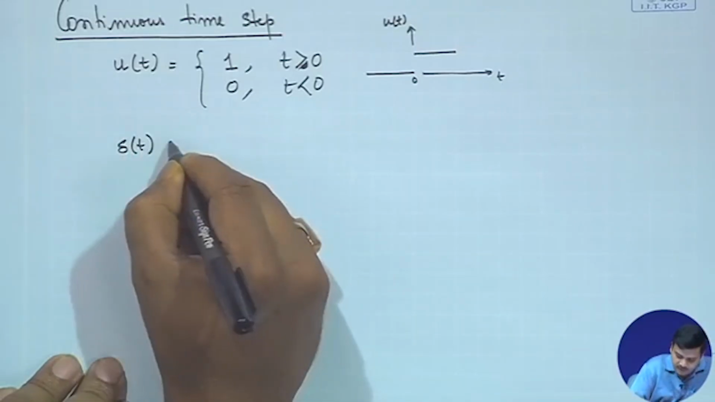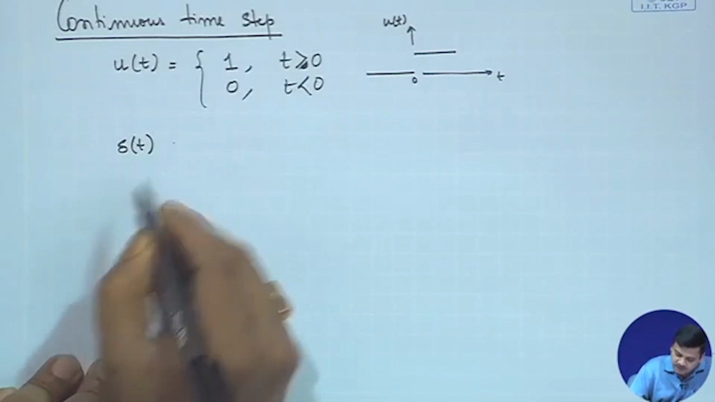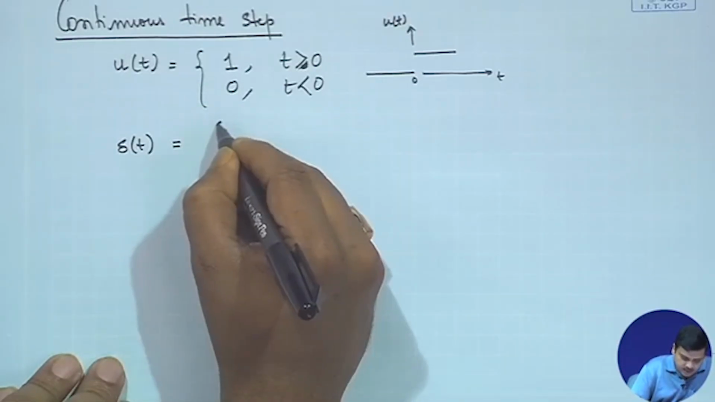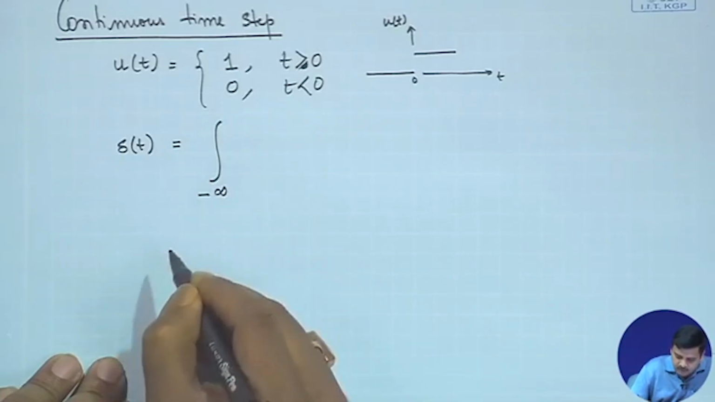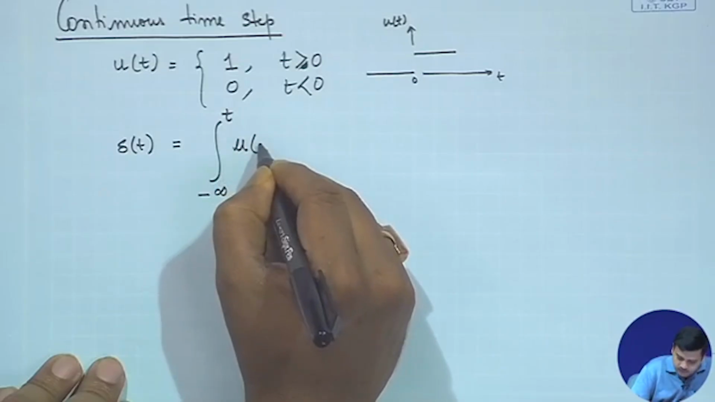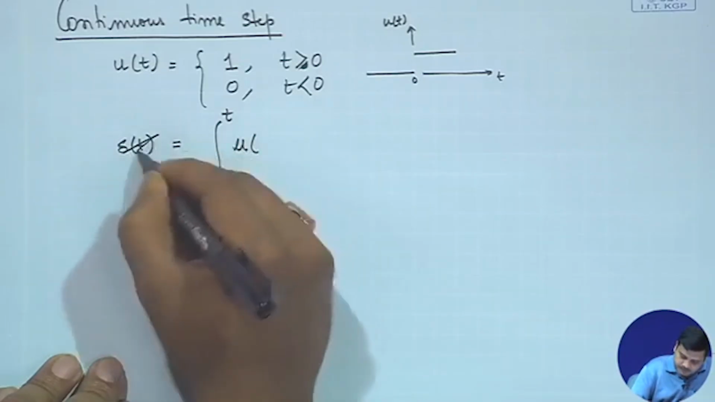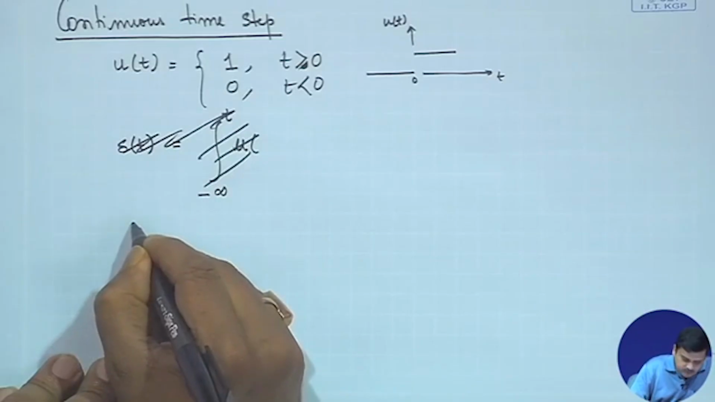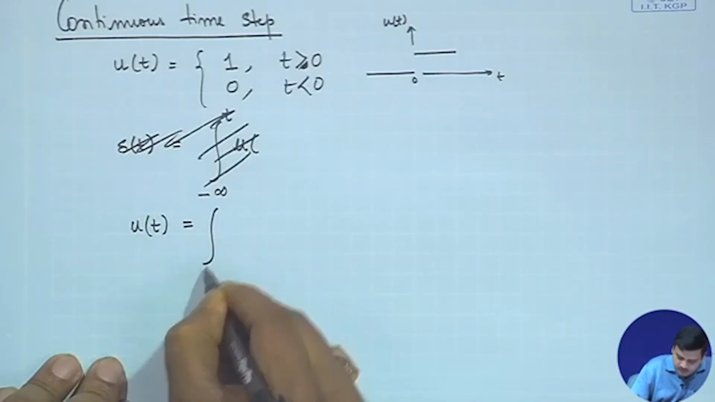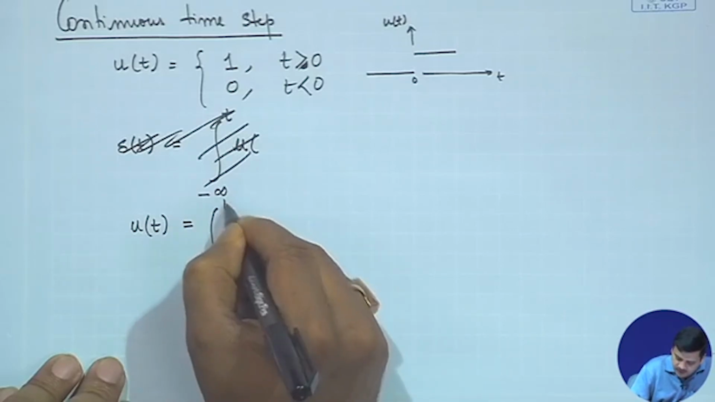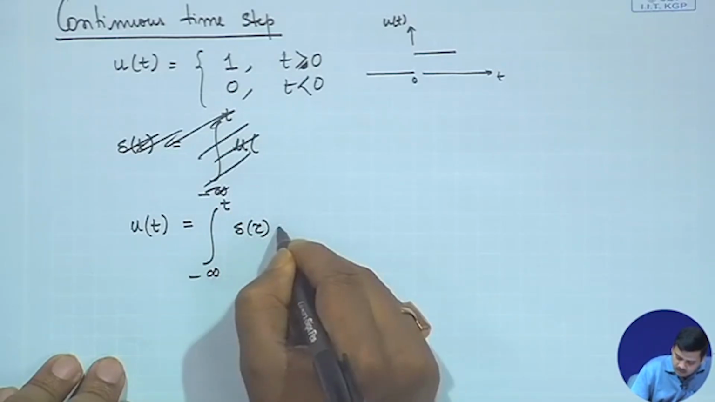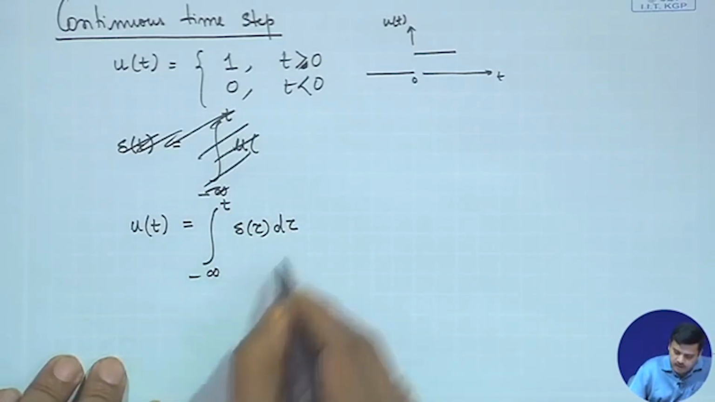So, if you have the delta function defined in terms of the unit step function, we would define the delta function in a way that u of t is equal to the integral from minus infinity to t of delta of tau d tau. Now, how do we get this?